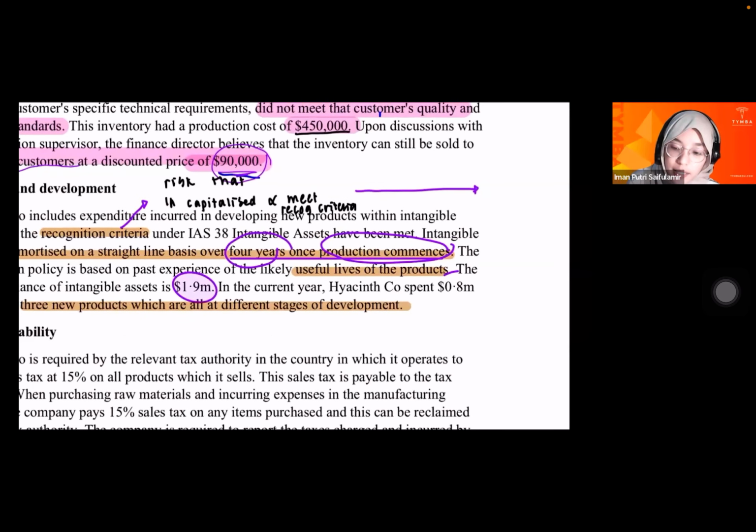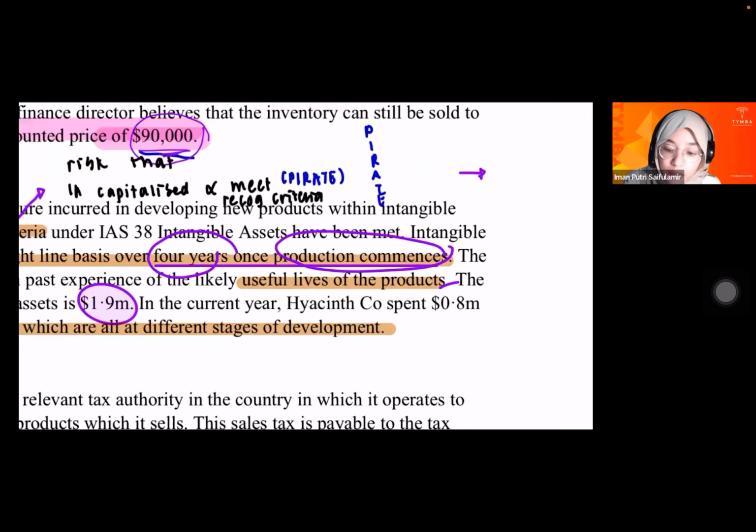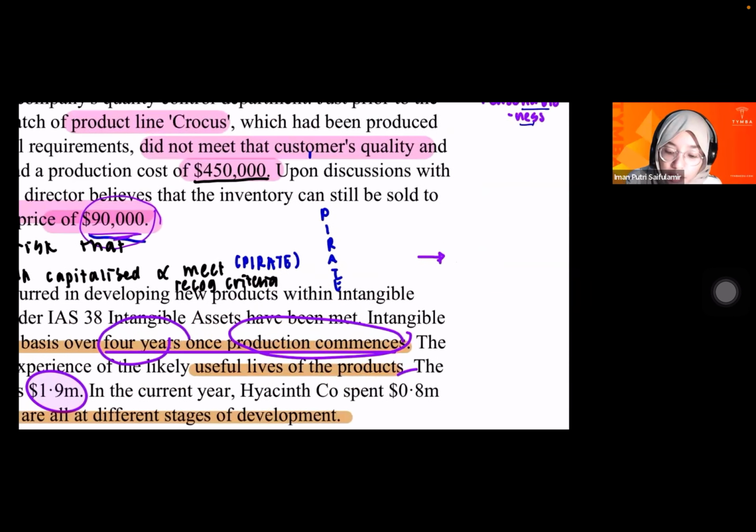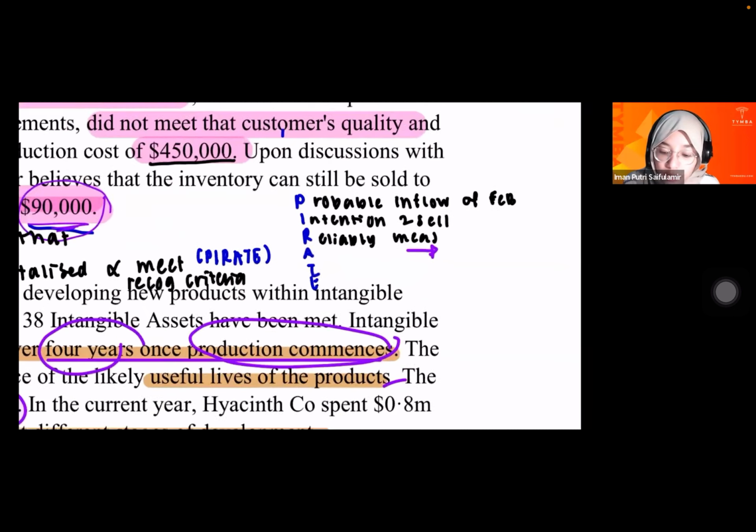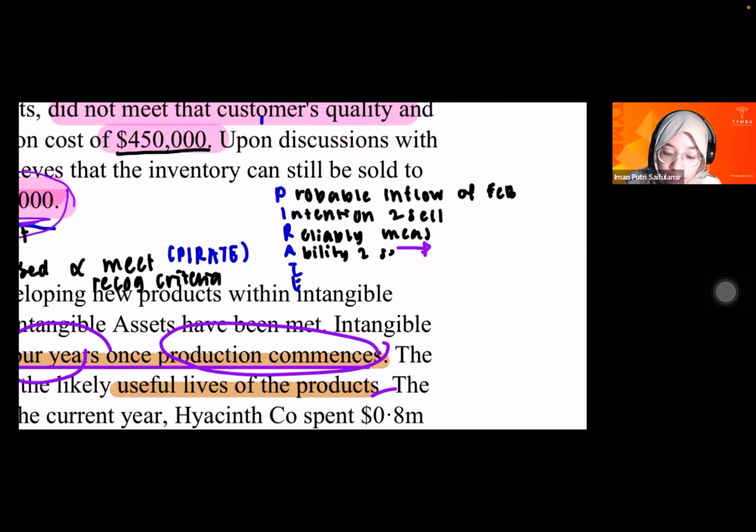So first, let's recap what the recognition criteria are. We usually use the mnemonic PIRATE. I'm sure you have covered this in your FR. P stands for probable inflow of future economic benefits. I stands for intention to complete. Then ability to sell, and T stands for technical feasibility.